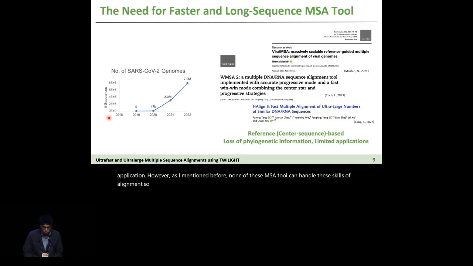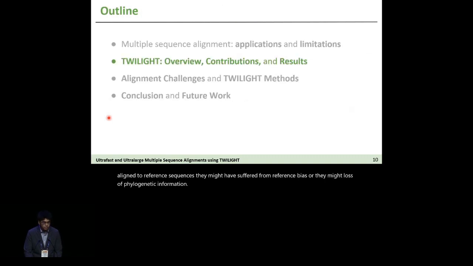Some MSA tools like ViralMSA, WMSA2, and HAlign3 apply reference-based or center-sequence-based heuristics to speed up the process using pairwise alignment. It might be useful for some cases, but they have very limited applications. And since they align to reference sequences, they might suffer from reference bias, or they might lose phylogenetic information. So now let me present our work, TWILIGHT.